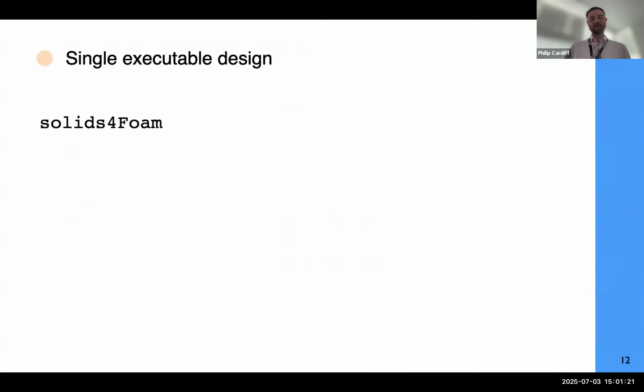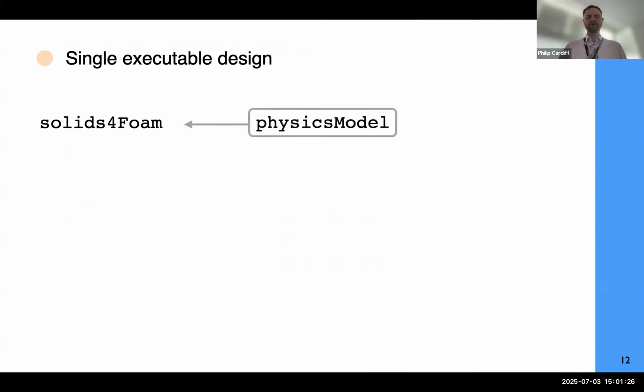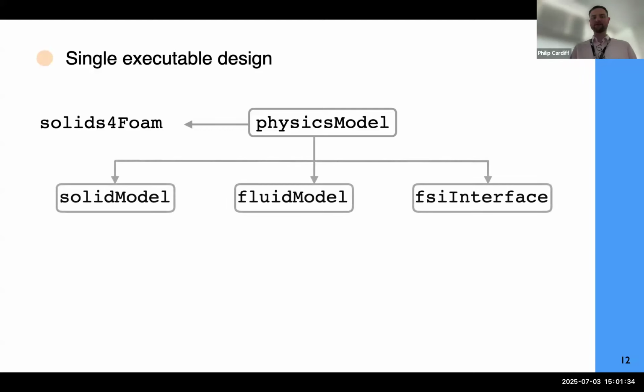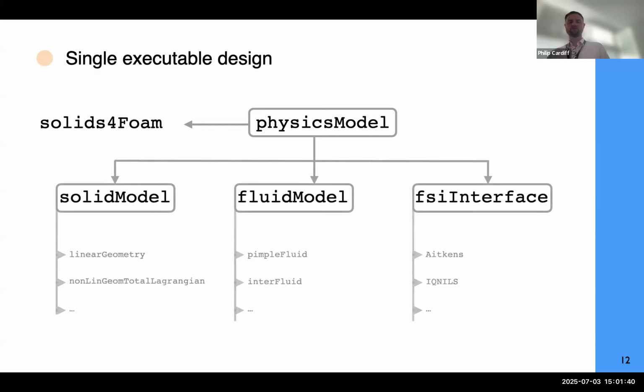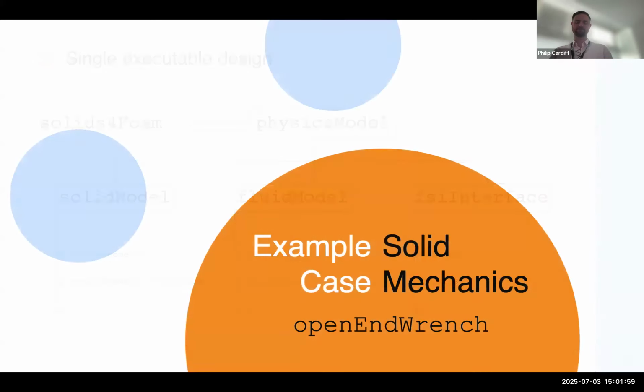So what is solids4foam? The actual solver, which I'm writing with a capital F to distinguish from the project, is a wrapper, and I'll give you a quick look at the code. It's a wrapper that just calls a runtime selectable physics model, and that physics model can be one of three types: a solid model, a fluid model, or an FSI model. If you pick a solid model, then you pick at runtime what type of solid model. If you pick a fluid model, what type of fluid model. The fluid model could be pimple or interFoam or something like that, and the equivalent in the solids. And the coupling, assuming a partitioned coupling, is one particular method. So this is very similar to multiRegionFoam in its design.